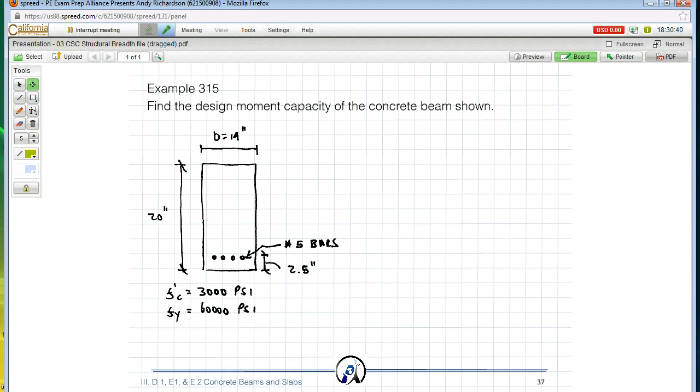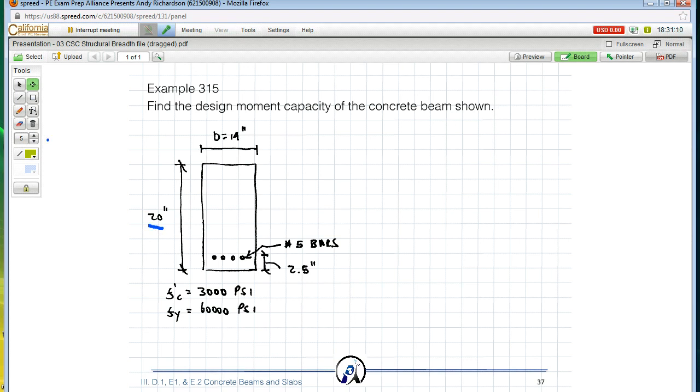We're going to do a concrete problem tonight, and that is actually a structural or a breadth topic, so it is something you'll want to at least be somewhat familiar with for the exam. So what we have here is, it's just a number here, 315, but find the design moment capacity of the concrete beam shown.